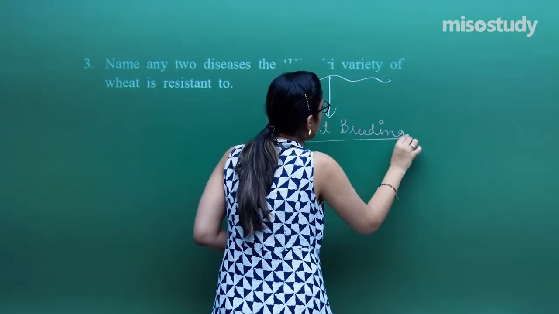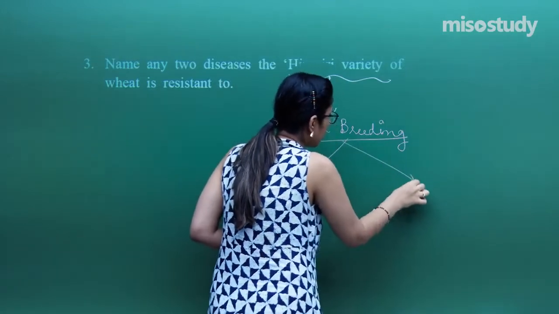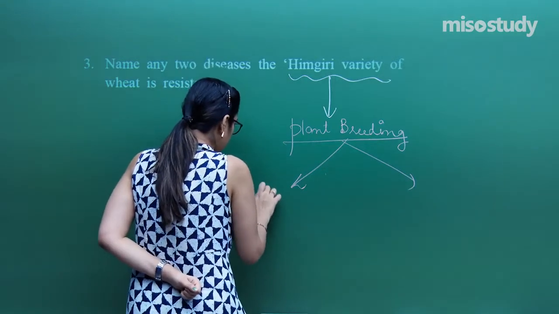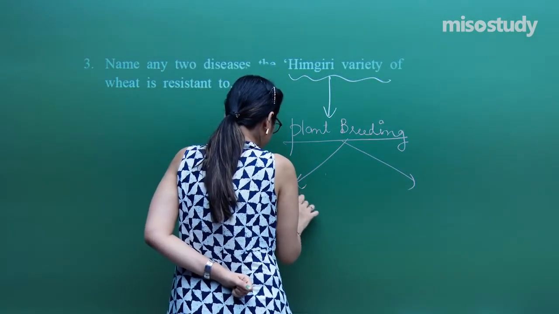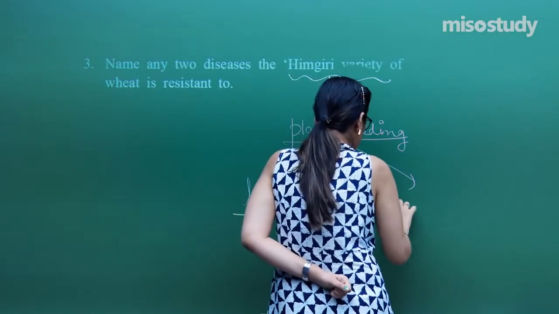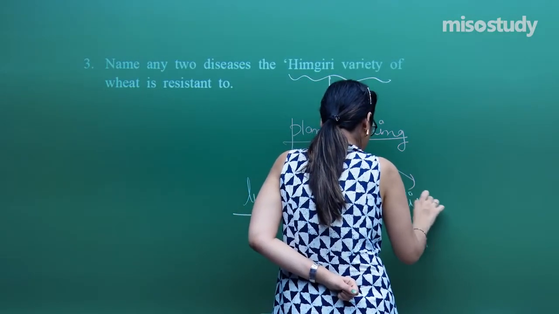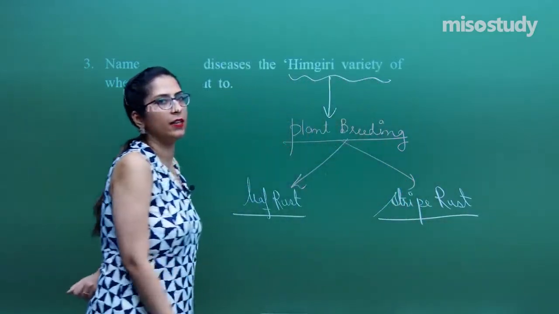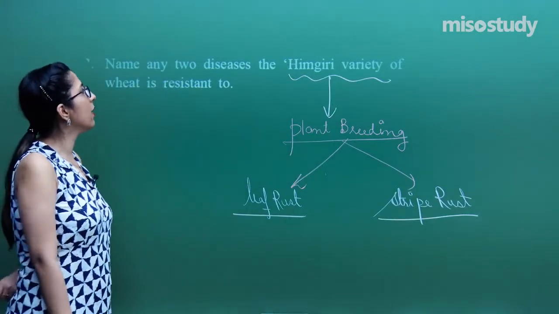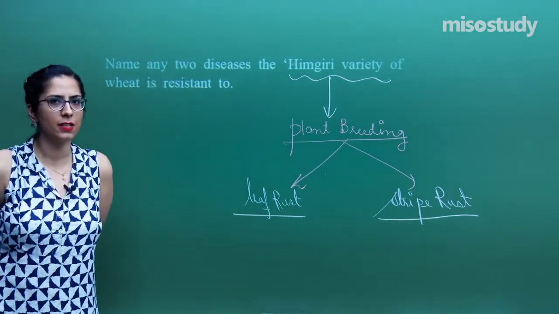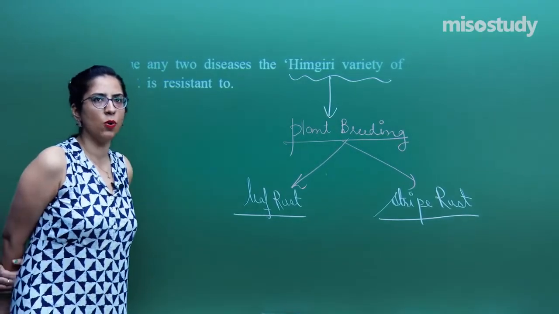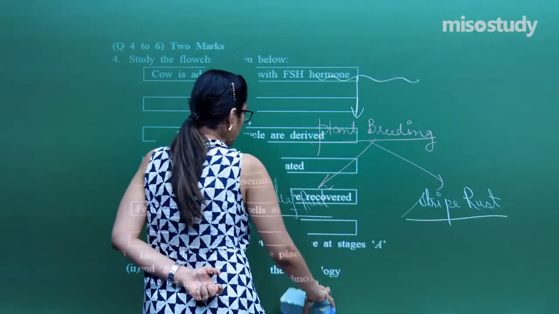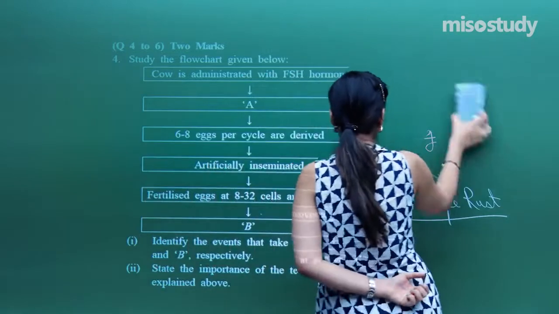And this particular variety is resistant to two diseases. What are the names of the two diseases? The first is leaf rust, and the second is stripe rust. Leaf rust and stripe rust are the two diseases to which the Himgiri variety is resistant. We have studied the same in the session, so hope you remember it. Now let's move on to the next question. This is a 2 marks question.